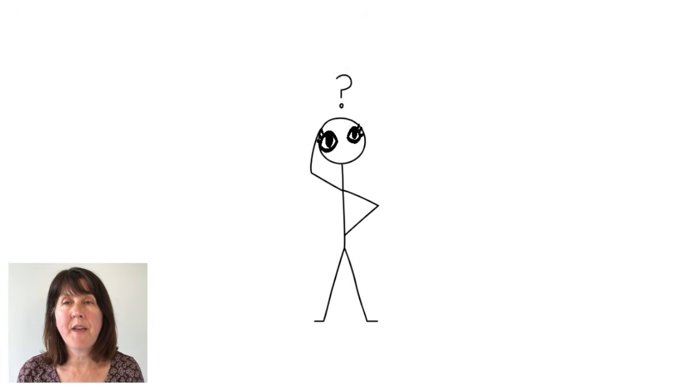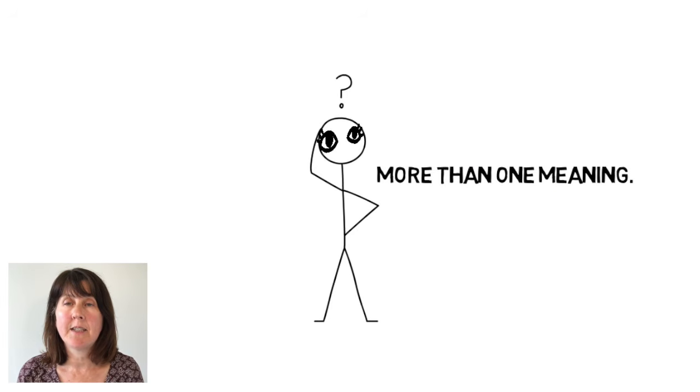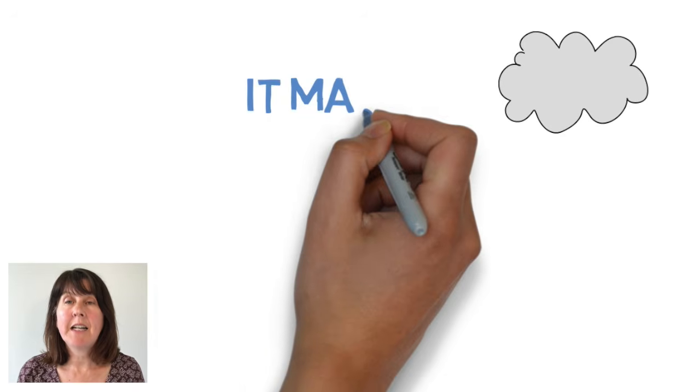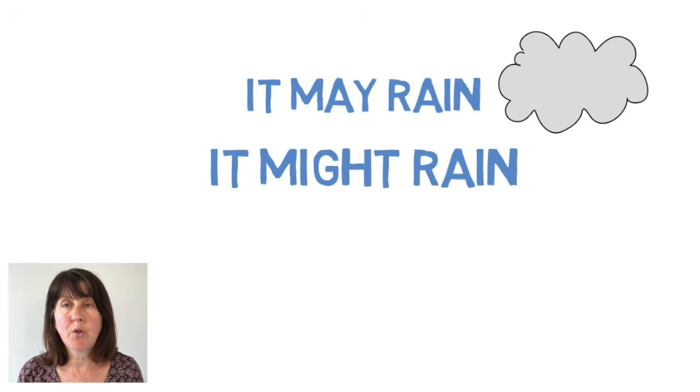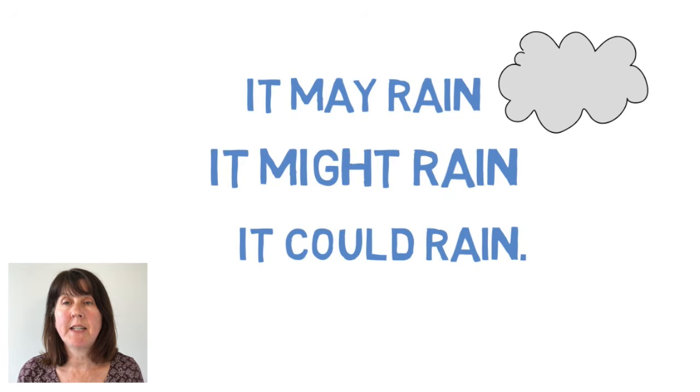The most important thing about modal verbs is to understand that they can change their meaning depending on the context they're used. For instance, may is a modal of possibility and of permission. It may rain. It might rain. It could rain. From the context we can see here that may is being used as a modal of possibility.